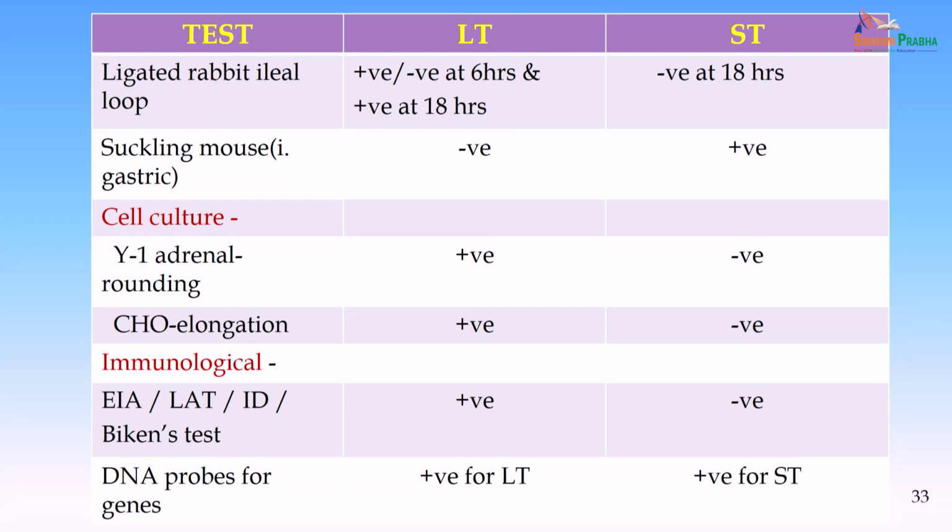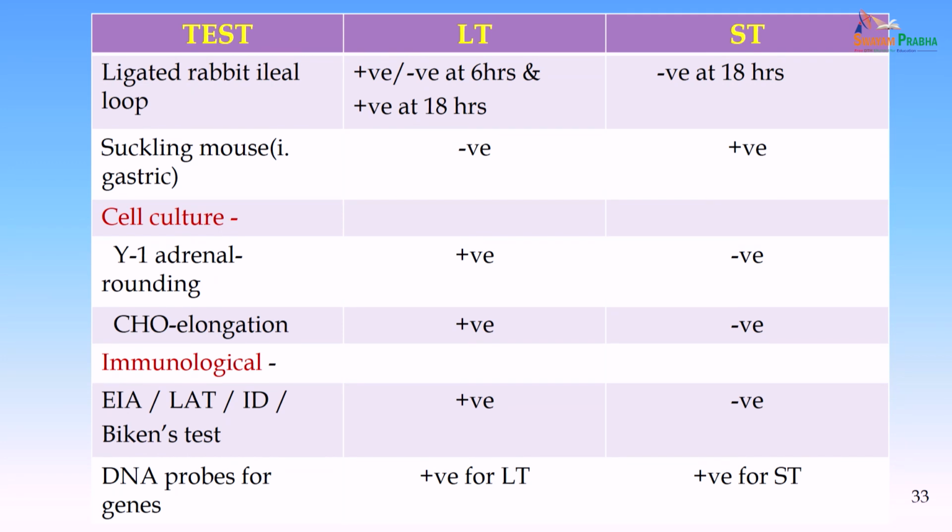There was no diarrhea if heat labile toxin was being produced, and there was diarrhea only in the presence of heat stable toxin. This was then replaced by cell culture techniques. The cell cultures used were the adrenal cortical cell cultures and the Chinese hamster ovary cultures. Both these cultures showed a cytopathogenic effect in the presence of heat labile toxin, and no cytopathogenic effect in the presence of heat stable toxin. The adrenal culture showed rounding of the cells, while the Chinese hamster ovary culture showed an elongation of the cells.